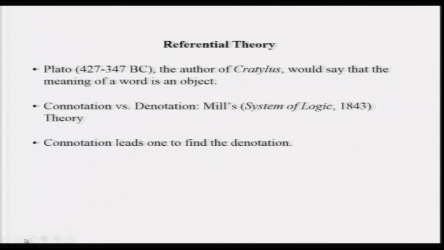This is definitely the oldest theory, and in Western academia and Western philosophy, basically Plato puts it this way in his Cratylus. He says that the meaning of a word is whatever it refers to. For example, if I just say Athens, it directly refers to a place. So the point is, the meaning of a word is an object, but this is not a very easy position to maintain.